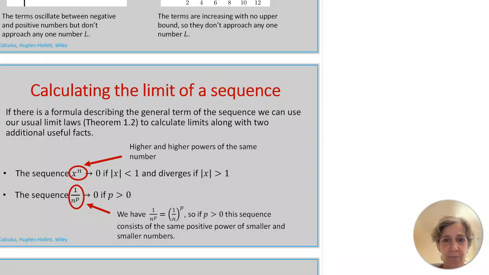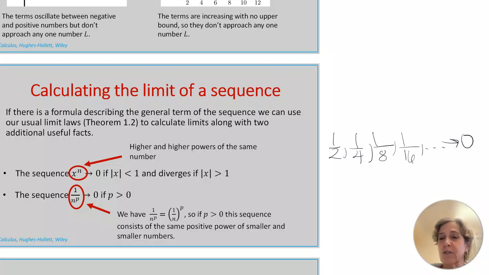Just like with our infinite integrals, we are going to have some patterns. So if I have a sequence of powers, x to the n, if my x is a number smaller than 1 in absolute value, then this sequence is going to approach 0, right? If I think about numbers less than 1, like let's say 1/2, as I keep raising them to powers, they get smaller and smaller and smaller, right? 1/2 squared is 1/4, 1/2 cubed is 1/8, 1/2 to the 4th is 1/16. So these ones get smaller and smaller towards 0.